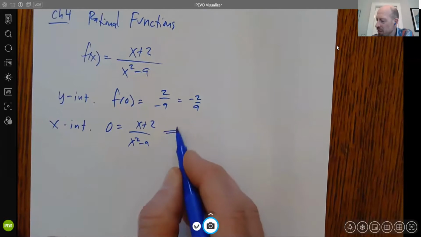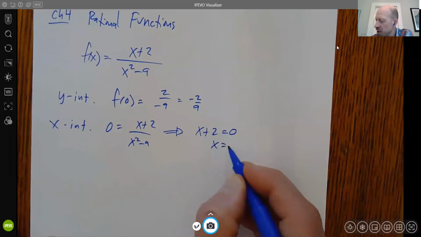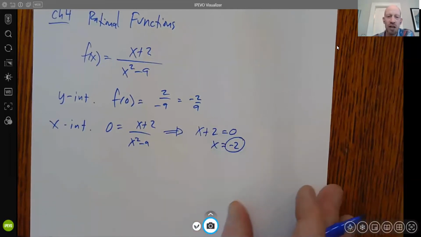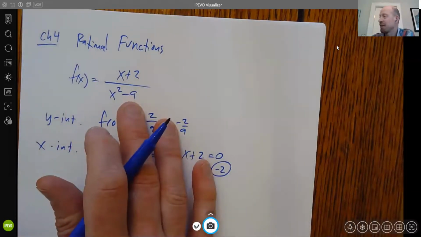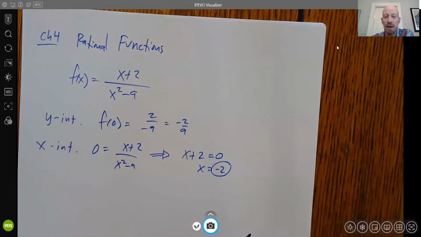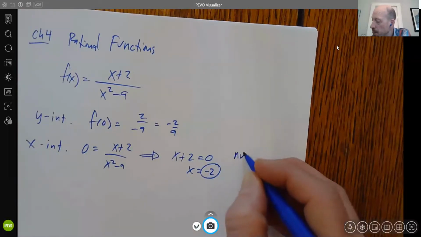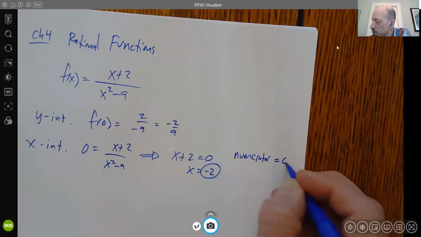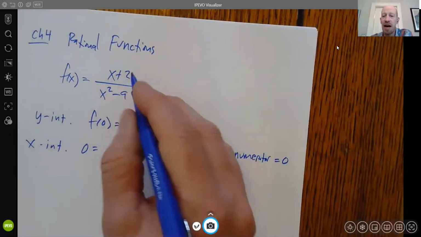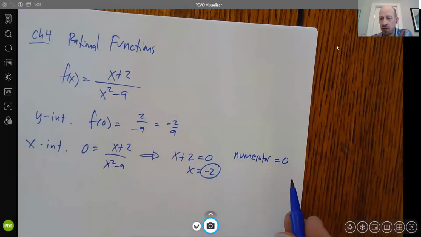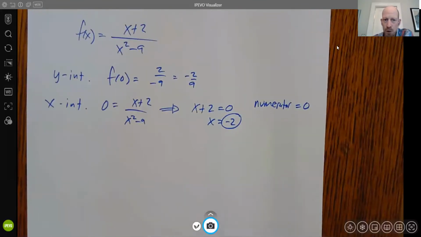So this only happens when the top is 0, which is at x equals minus 2. So when we're looking at a rational function, the y-intercept, we don't know. I mean, we just have to analyze it and put in x equals 0 and see what happens. But the x-intercept is where the numerator equals 0. So anytime you're working with this, you set the top equal to 0. That's going to give you the x-intercept. Okay.